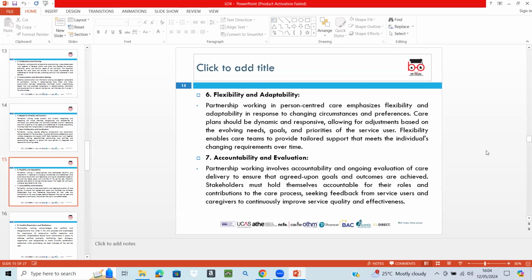So, by holding all these together, we are engaging in continuous evaluation. Care teams can assess the impact of interventions, identify successful strategies, and make informed decisions to enhance the service quality. So, this is all about these two.